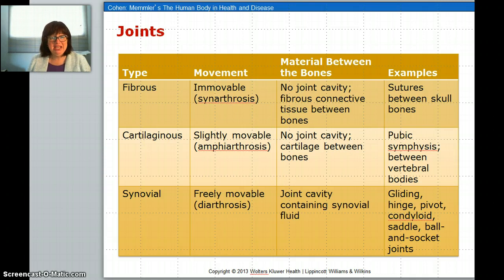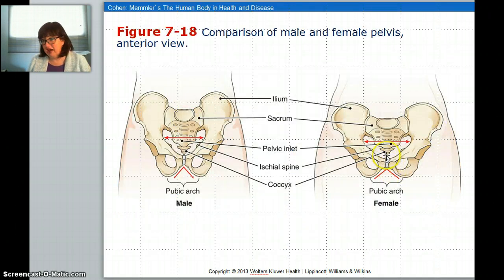Now, in the hip, and this is often why women who, after they give birth, have a movement in this location right here. Here is the pubic symphysis. Where they join, there's a bit of cartilage. This can move slightly.